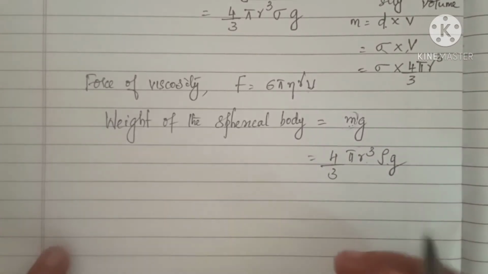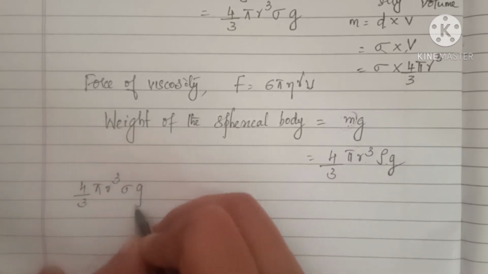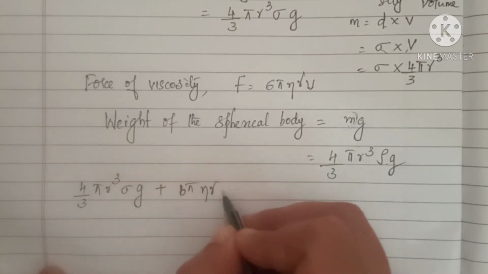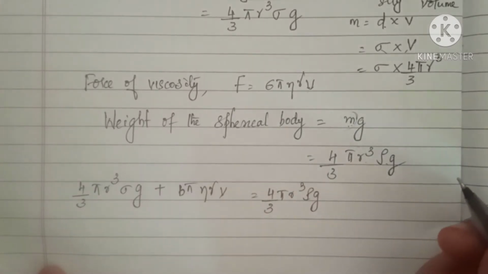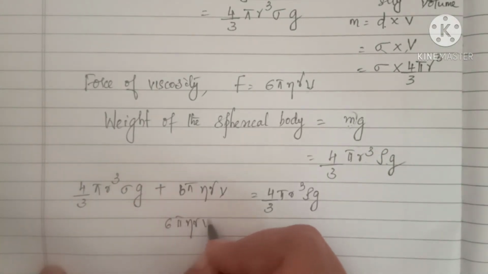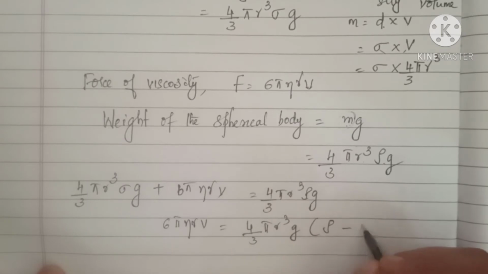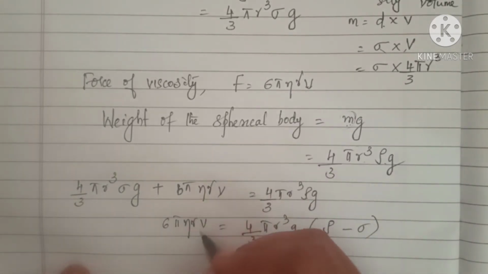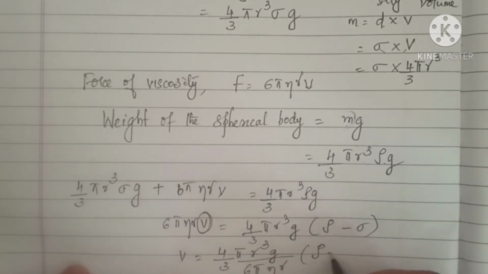So the equation will turn to, the sum of the upward forces: 4 by 3 pi r cube sigma g plus 6 pi eta r v is equal to 4 by 3 pi r cube rho g. Clear? So what is 6 pi eta r v? Yes, it is 4 by 3 pi r cube g into (rho minus sigma), isn't it? So from this, what is the velocity? Yes, v is equal to 4 by 3 pi r cube g divided by 6 pi eta r, into (rho minus sigma).